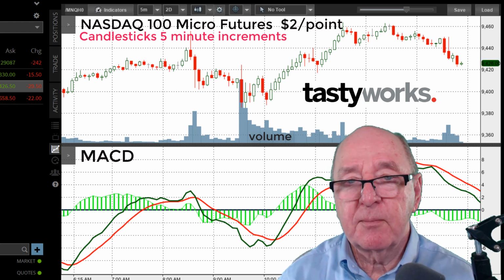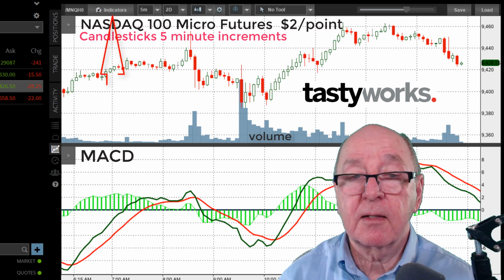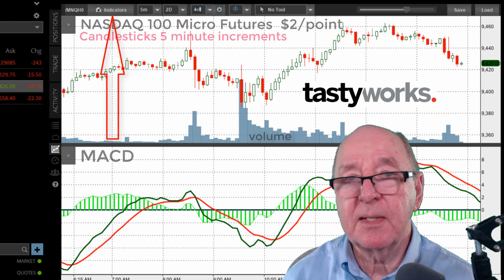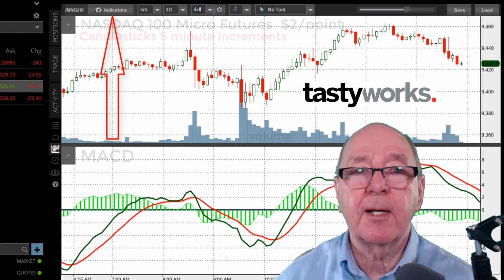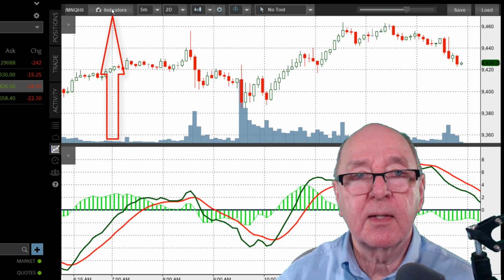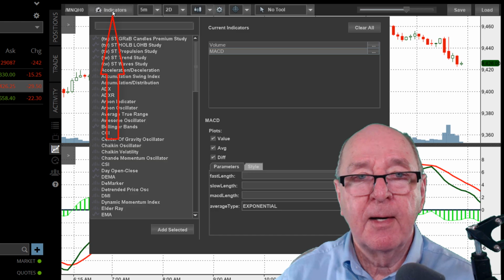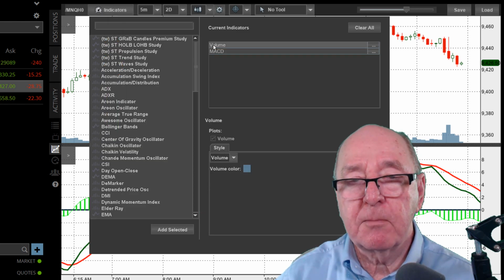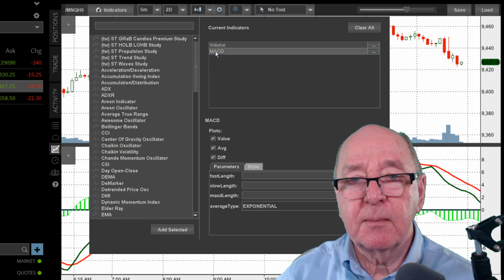I have the 5-minute increments candlesticks, and I get a lot of questions about how I set up my MACD, which is in the bottom pane. So I'll go to the screen now, and I click on Indicators in the Tastyworks, and you see I have the volume gray bars, and I also have the MACD.